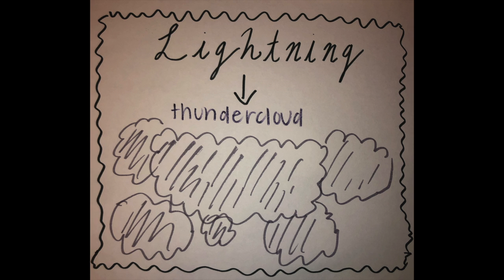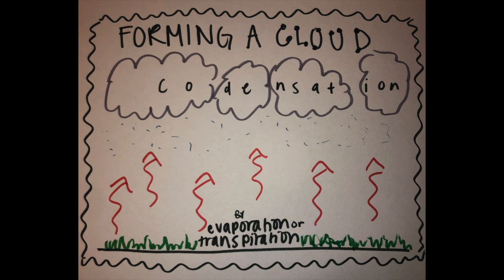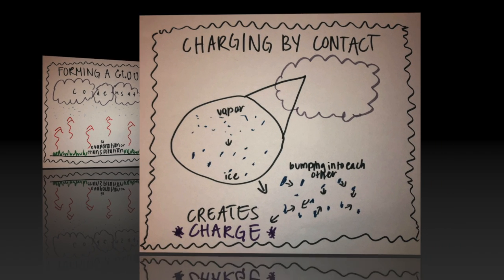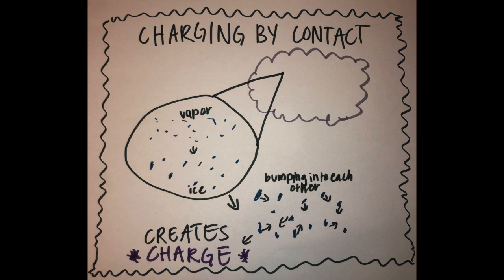Using these concepts, we must first understand how lightning is created. In order for lightning to occur, a thundercloud must be created. This happens when warm air rises and turns into water vapor that forms a cloud. At the tops of the cloud, water vapor turns into ice due to the freezing temperature, and pieces of ice bump into one another. When the ice collides, it is electrically charging the cloud by contact.